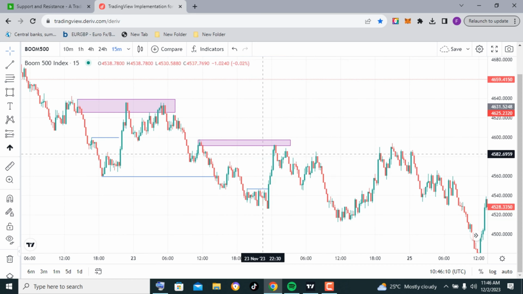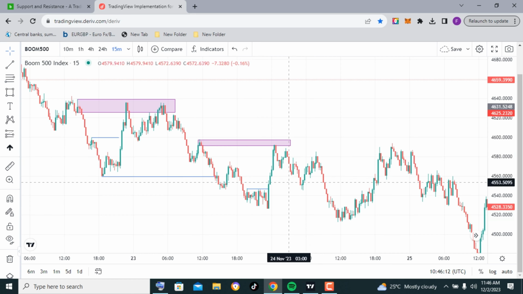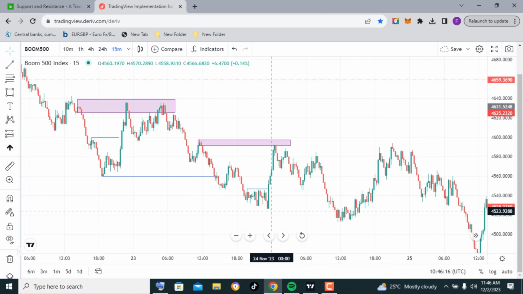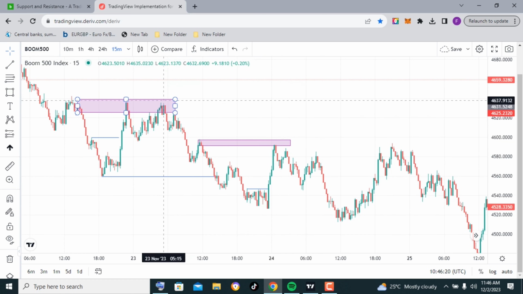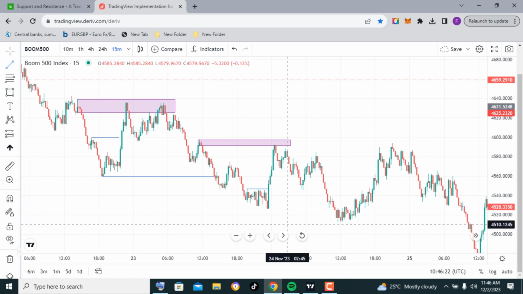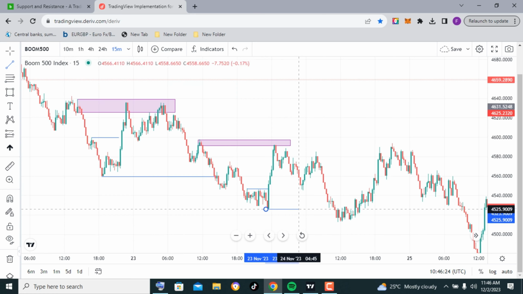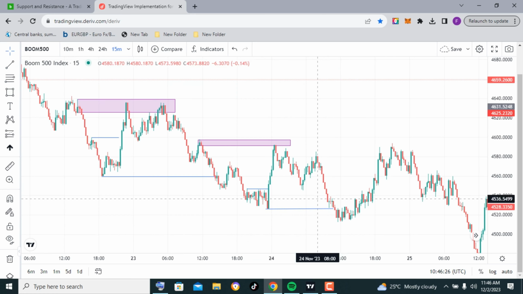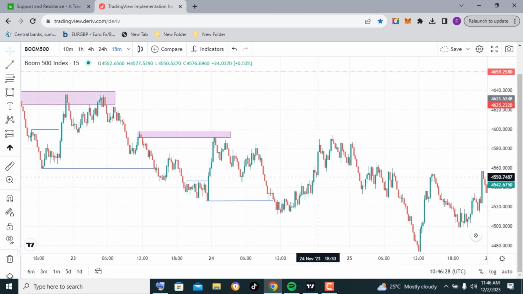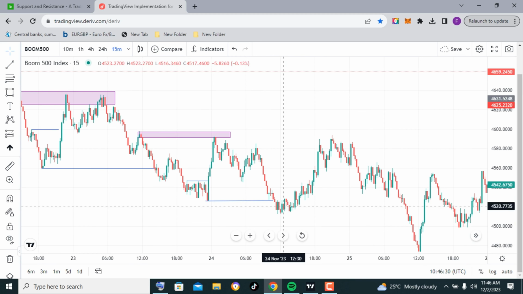After price reacted from this zone, price sold down, then finally creating this break of structure here. After creating this break of structure, what was left is for the break of structure to be confirmed.